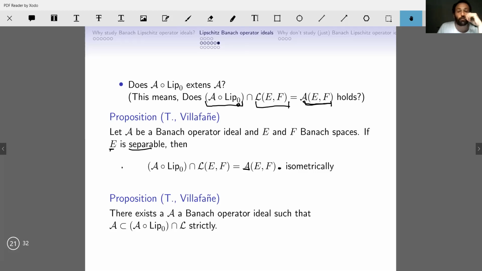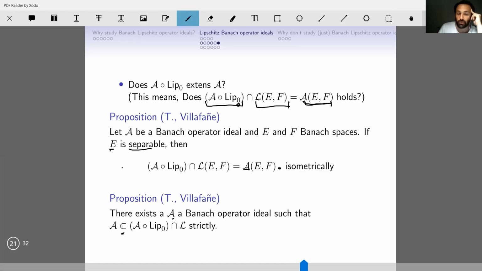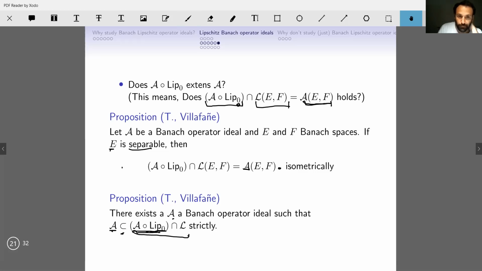However, also with Roman, we showed that if we don't consider separable spaces, we can construct a Banach operator ideal such that this inclusion is strict and doesn't extend A. So this way to construct a Lipschitz operator ideal does not always extend the linear operator ideal that we start with.